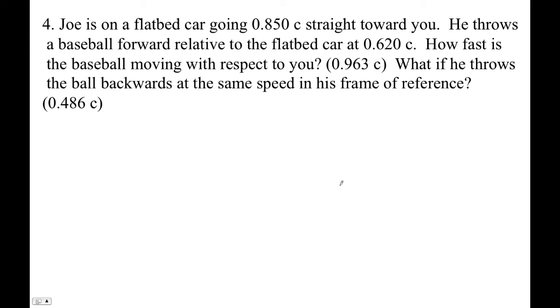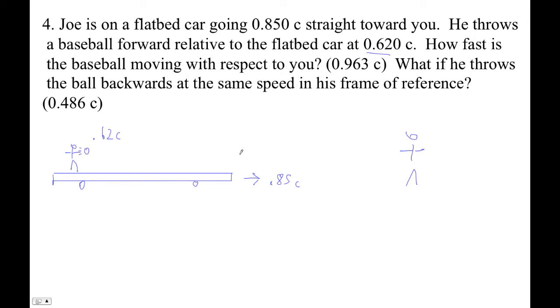All right, Joe is on a flatbed car going 0.85 C straight toward you. I changed all these on the assessment to right and left, but we'll just go with this. So there's Joe, and they throw the ball forward. This car is coming at you at 0.85, and they throw that ball relative to themselves at 0.62 C. Of course, if you added those using non-relativistic Galilean transform, you would get a number bigger than C, which is not possible.